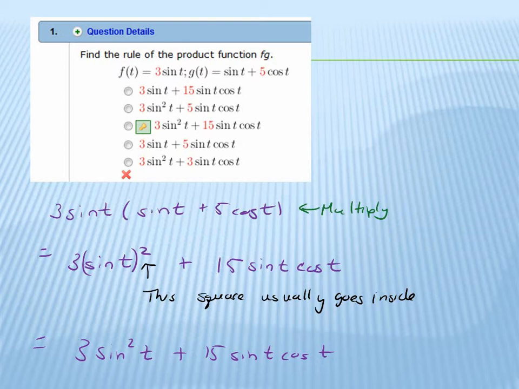And you can see that the green key, which has the right answer, is exactly the same as what we had. So WebAssign is right yet again.